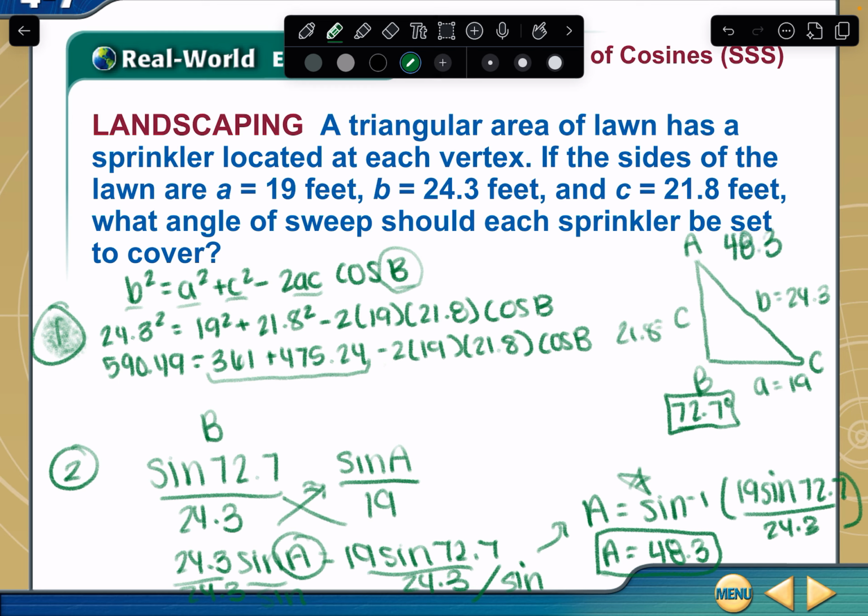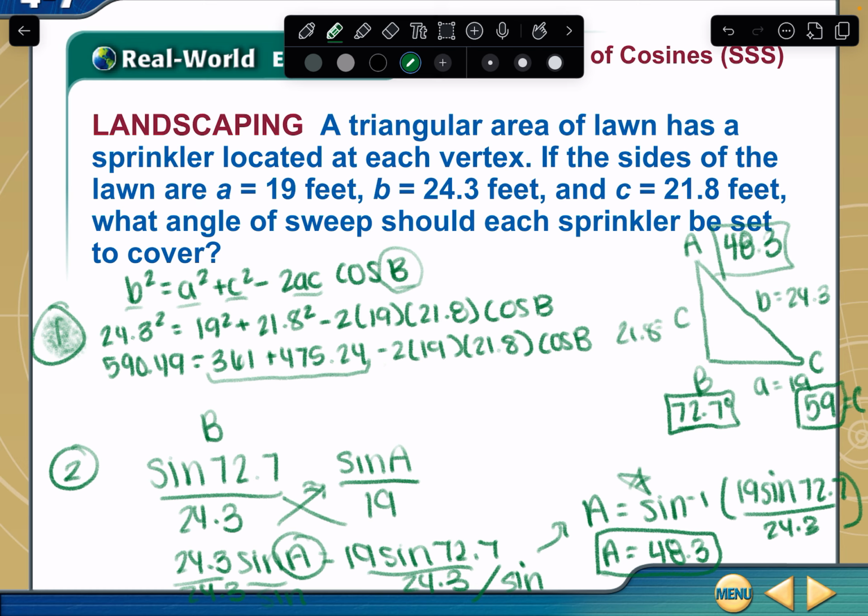From here, now that you know 2 angle measures, your third one is much, much easier to find. So you know that a triangle adds to 180. So I would do 180 minus the 72.7 that I found from angle B, and then I would subtract the 48.3 that I just found for angle A. Whenever you do that, you are left with 59, which would be your angle measure of C.